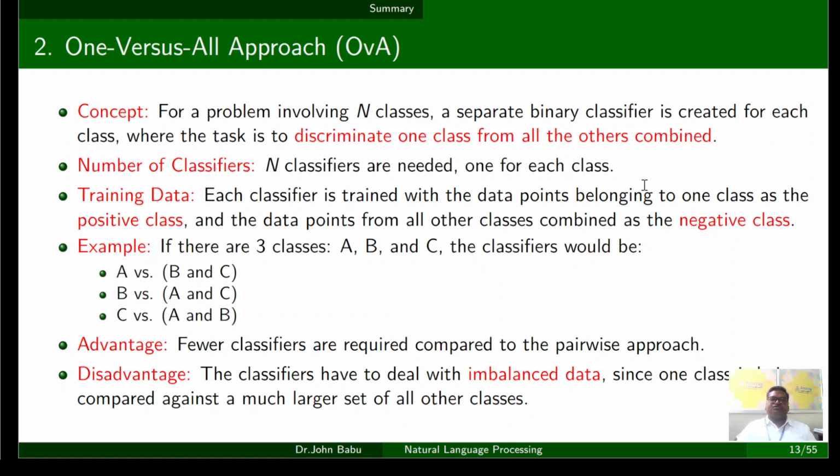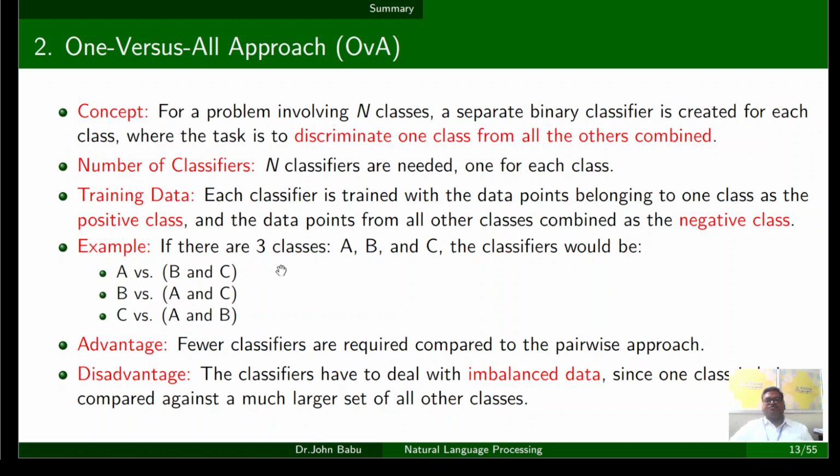Then there is the one versus all approach. Suppose there are n classes and you want to classify one. The remaining n minus 1 classes are taken as negative and only the first class is taken as positive. So a binary classifier is created for each class, where the task is to discriminate one class from all others. Suppose there are 10 classes and you are classifying the first one. The remaining 9 classes will be negative, and only the first class will be positive. So this is the one versus all approach.